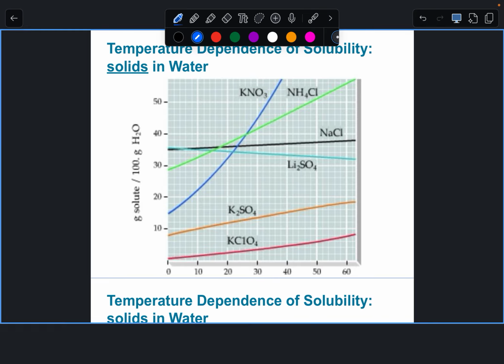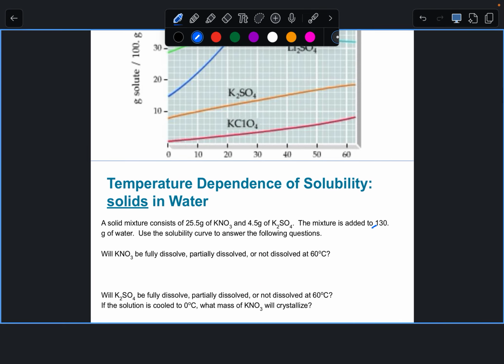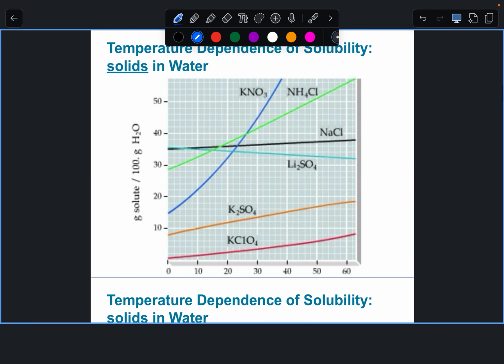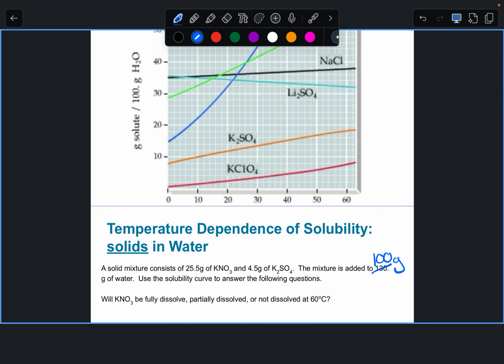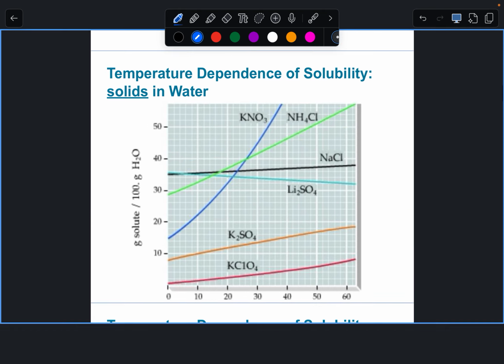So I'm actually going to change this question down here. I remember seeing this last year and forgetting to change it, but we're going to change that to 100 grams of water. It's just an unnecessary calculation for us to adjust it to being 100 grams, and it's annoying. So we're going to call it 100 grams of water.